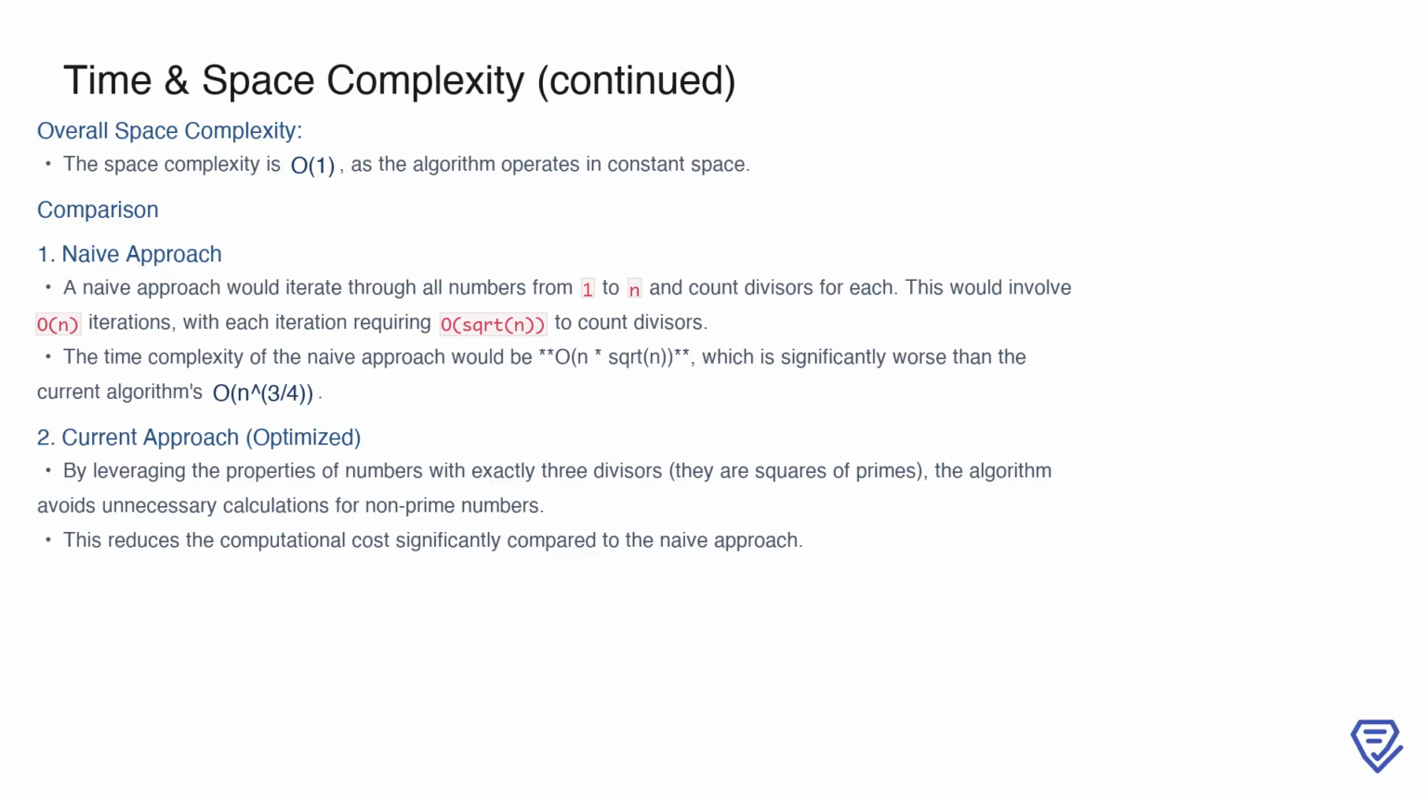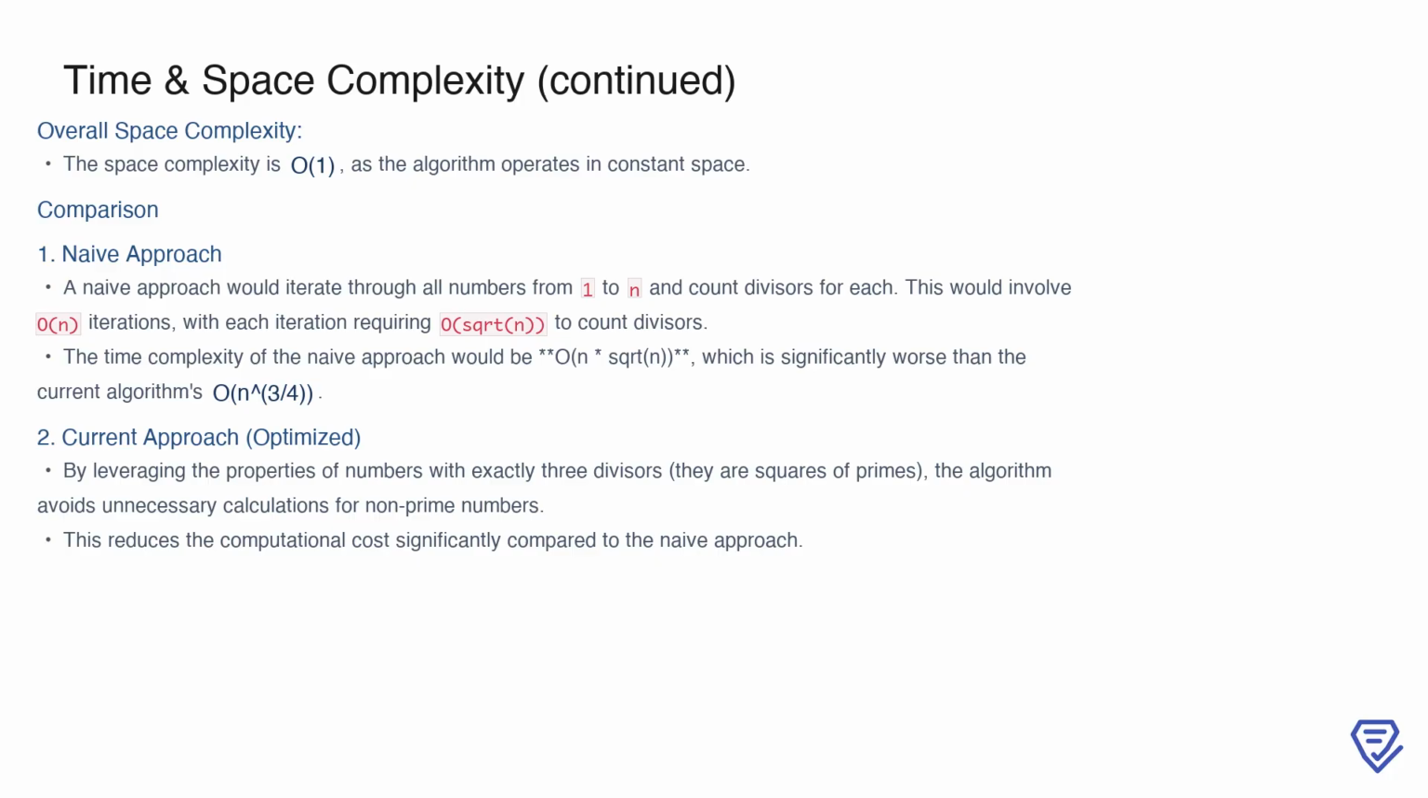To appreciate the efficiency of this approach, let's compare it to a naive solution. A naive method would involve iterating through all numbers from 1 to n and counting divisors for each. This process requires n iterations, with each iteration taking n time to count divisors. Consequently, the time complexity of the naive approach is O(n*n), which is far worse than the optimized algorithm.